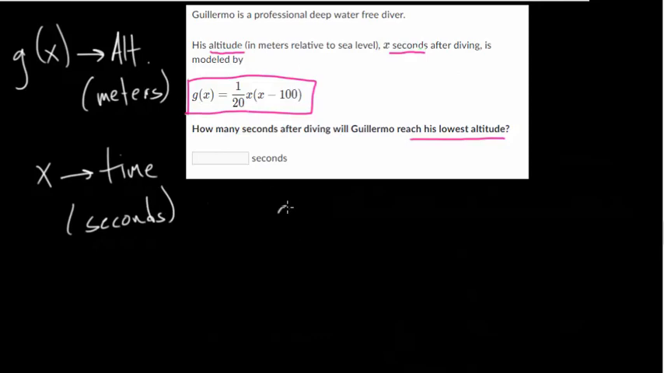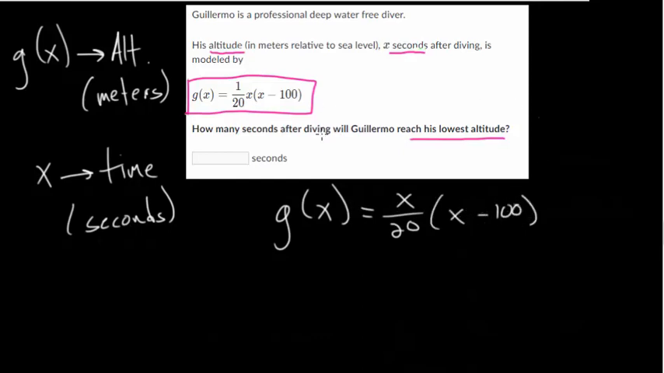So we're given this equation. Let me just rewrite it. g of x is x over 20 times x minus 100. And we want to know what his lowest altitude is.